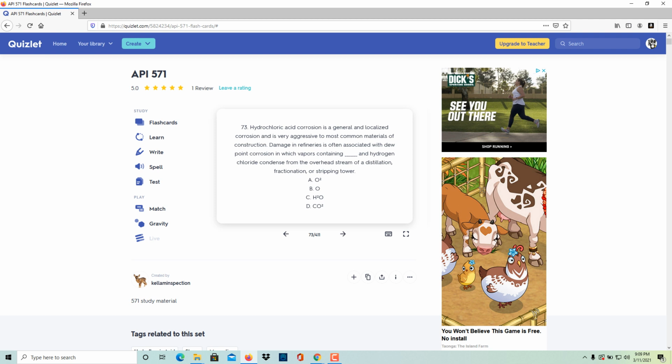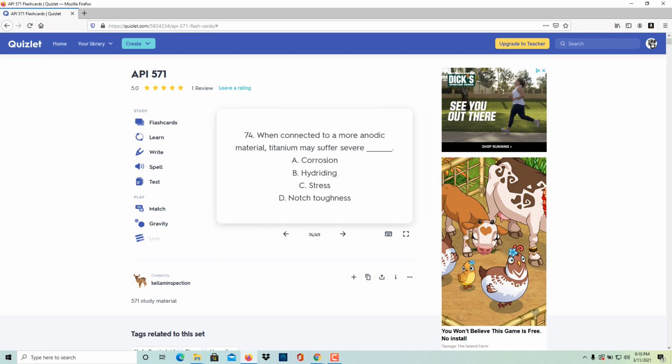Hydrochloric acid corrosion is a general and localized corrosion and is very aggressive to most common materials of construction. Damage in refineries is often associated with dew point corrosion, in which vapor containing what and hydrogen chloride condense from the overhead stream in a distillation, fractionation, or stripping tower. So, hydrogen chloride condense. What would be there? Let's think this through. Dew point corrosion, I want to say H2O. C.